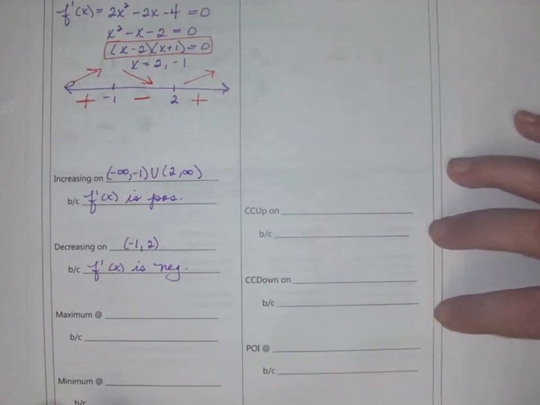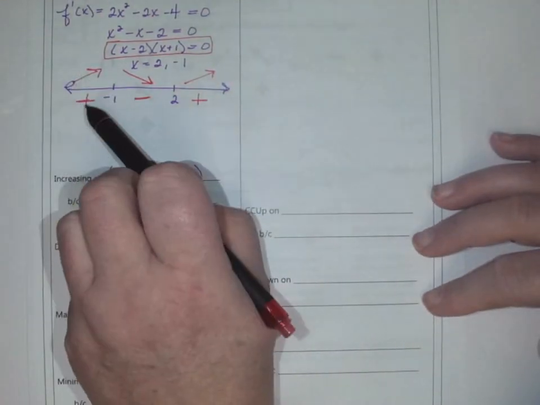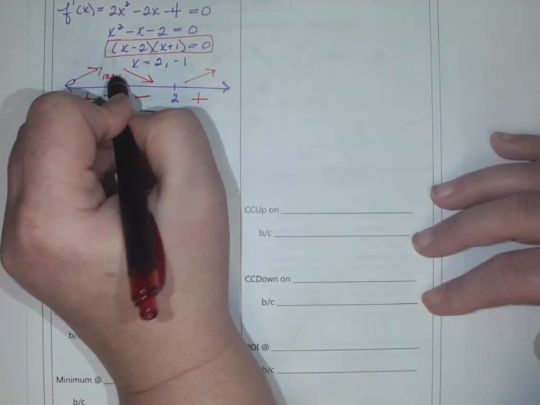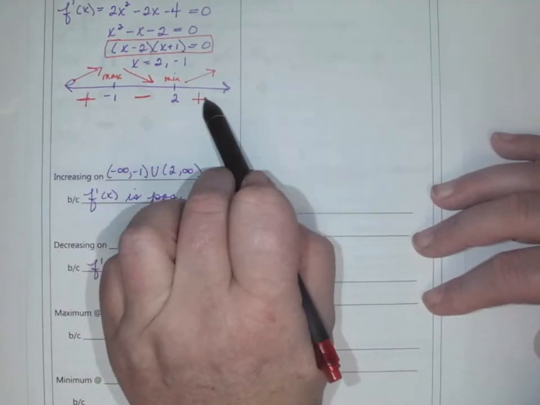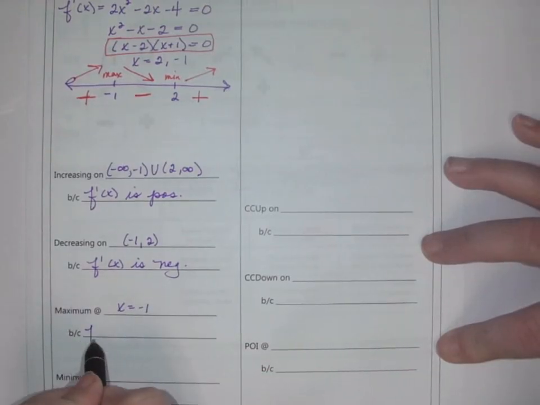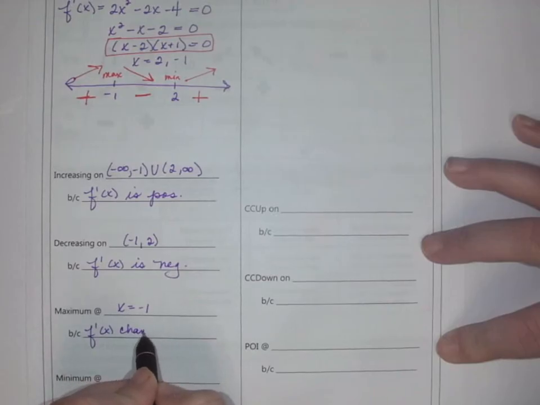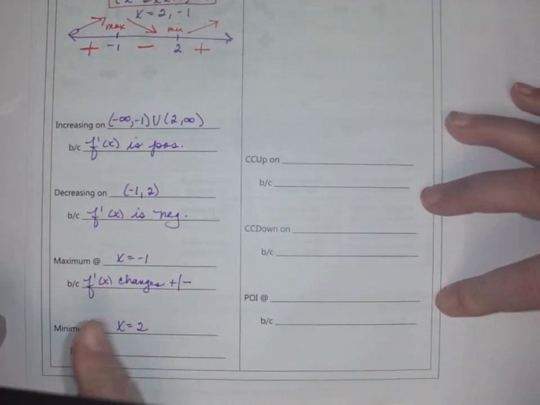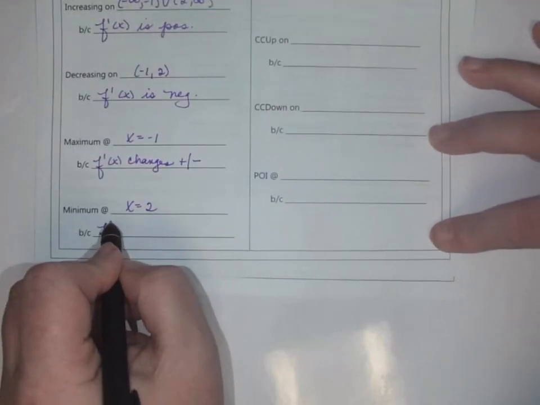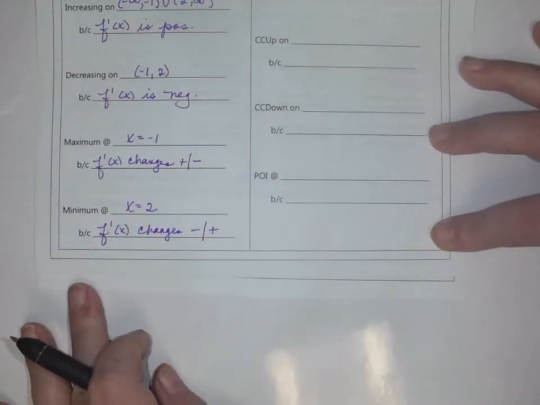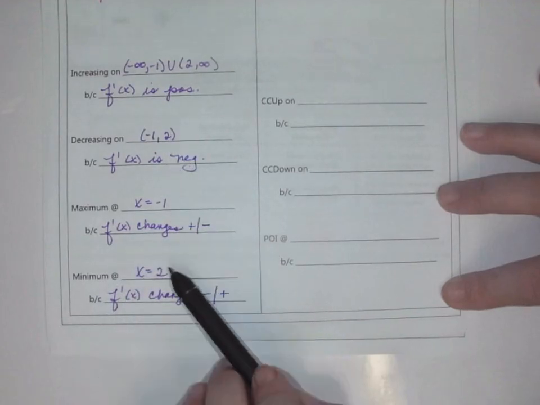We have a maximum. Now remember, our maximum happens where our first derivative changes from positive to negative. You can kind of see it happening right here. So this is a max, and then here's your min when we change from negative to positive. So we have a max at x equals -1 because f prime of x changes from positive to negative. And then our last one, we have a minimum at x equals +2 because f prime of x changes from negative to positive. Okay, so you've got to put those justifications in there.